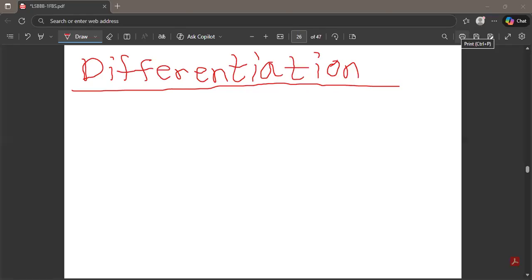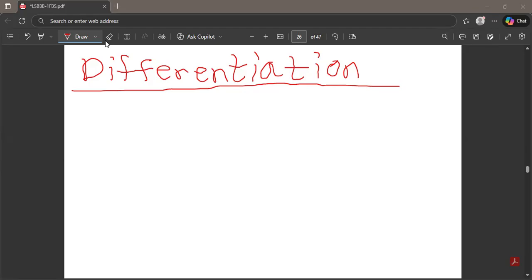All right. So differentiation was propounded and invented by Sir Isaac Newton. Sir Isaac Newton is the father of physics. Exactly. So he brought about the whole concept of differentiation.